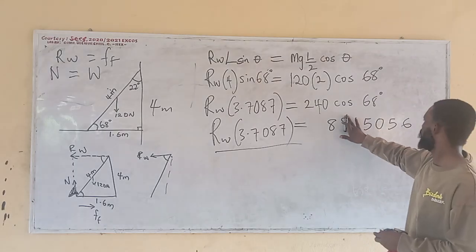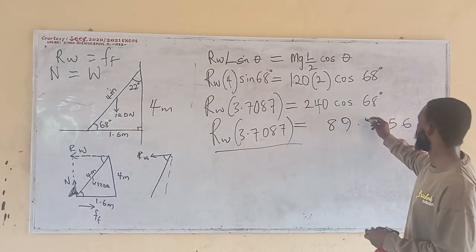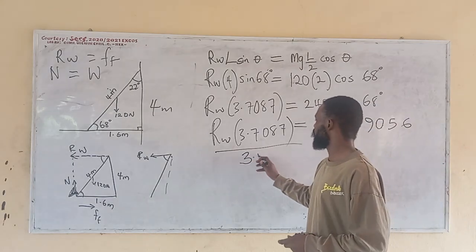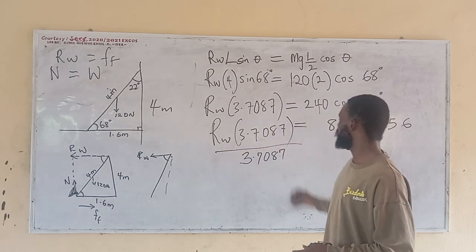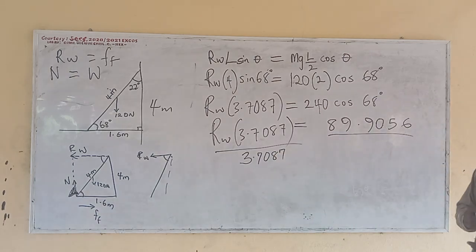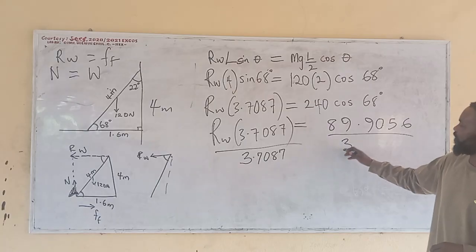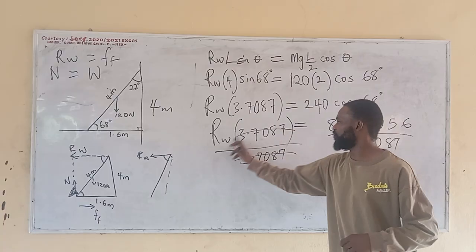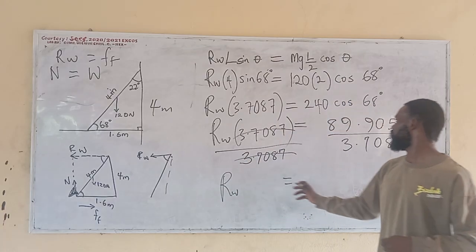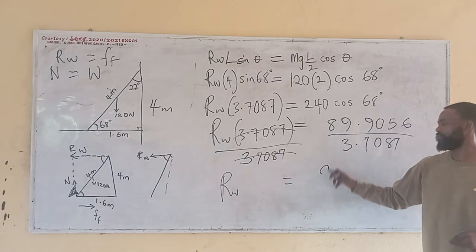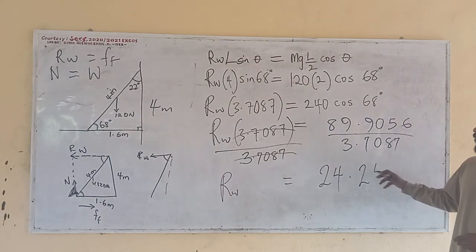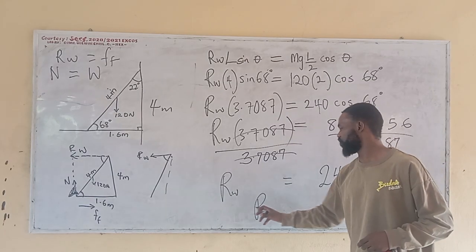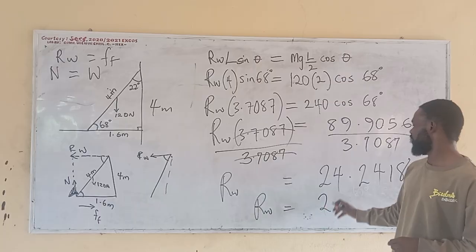9056. Please be checking though, because some people's calculators are no longer calculators; they've removed what is inside. So divide both sides by 3.7087. This will make this get out. So the reaction on the wall equals, punch for me, 24.24. So the reaction on the wall, or normal reaction of the wall, is simply 24.